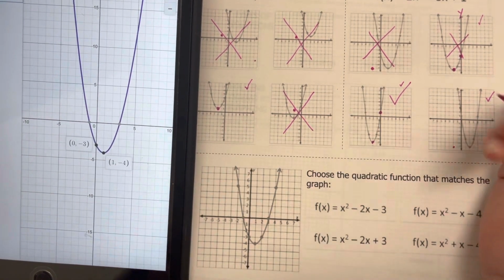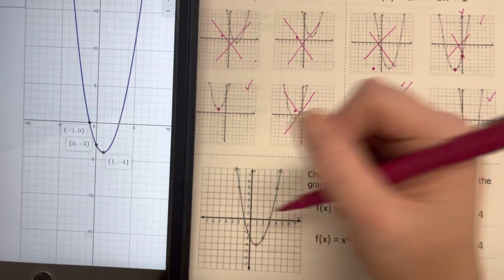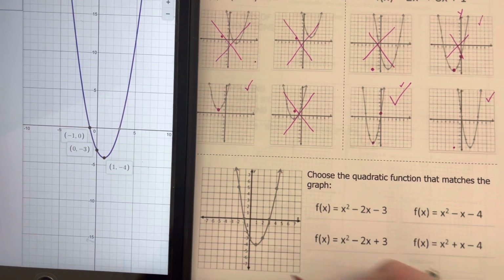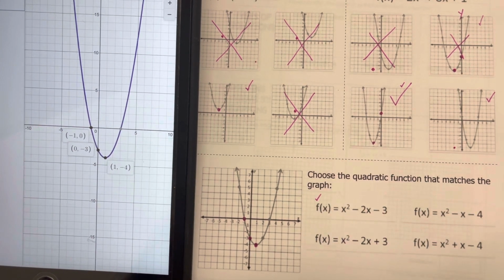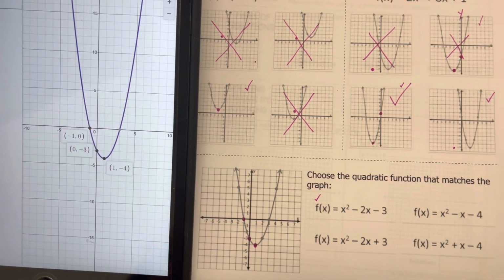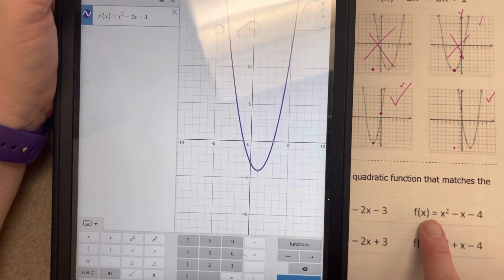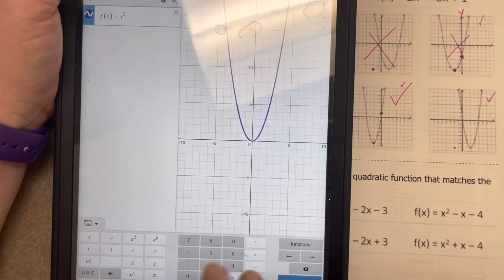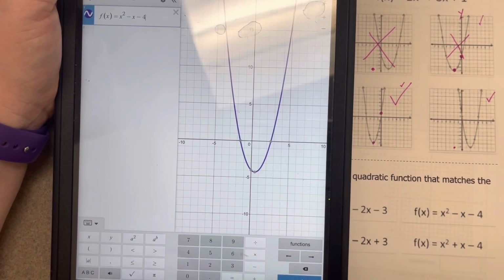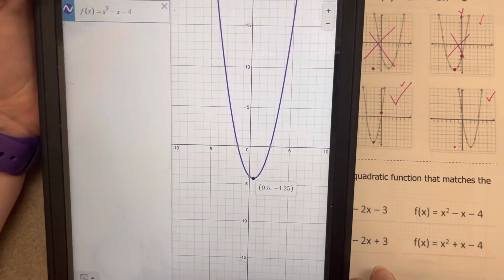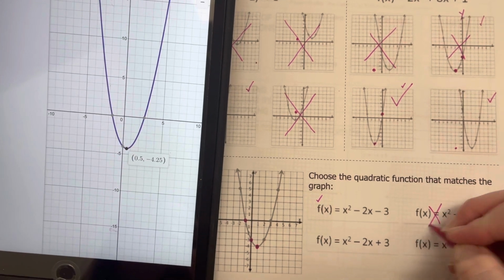If I look again at my y-intercept, I see (0, -3). If I keep going, I see (-1, 0). So those 3 points all match on my graph. I'm going to put a little check mark, but I'm still going to check the other ones. Now let's look at the second one. I have x squared minus x minus 4. Looking at that point, that's at (0.5, -4.25). That point is not there, so it can't be that graph.